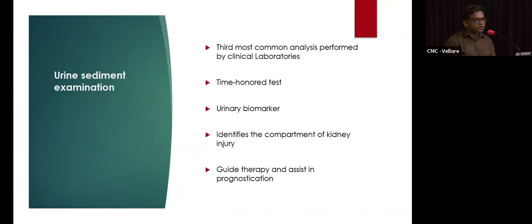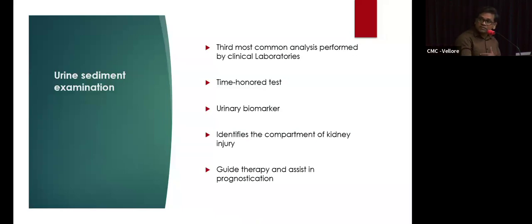It's a urinary biomarker for various kidney diseases, whether it is acute kidney injury, interstitial nephritis, glomerular diseases, nephrotic syndrome, or nephritic syndrome. It is a urinary biomarker to differentiate various kinds of syndromes. It also identifies the compartment of the injury: either the interstitium or the glomerulus, and even in the glomerulus, either the GBM, the mesangium, or the podocytes.